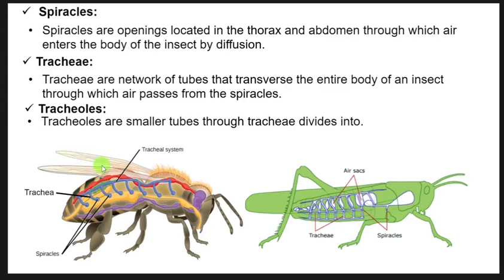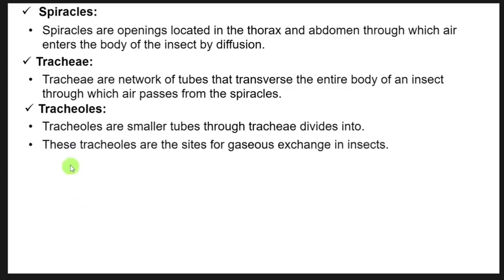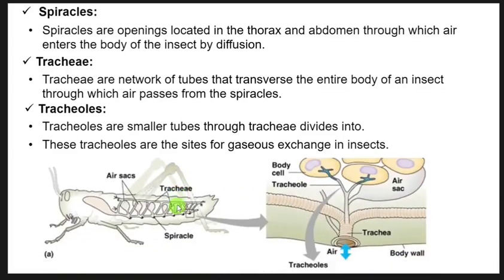All right, so now we are saying that these tracheals are the sites for gaseous exchange in insects. So let's look at this diagram here again. As usual, this is a grasshopper, and you can see an arrow pointing this way. It has picked this part here, zooming it so that we can see properly. Let's say this one is the spiracle. After zooming, this is the spiracle, the opening through which air enters.